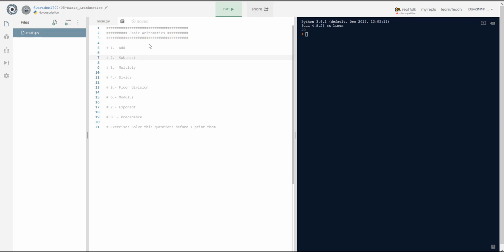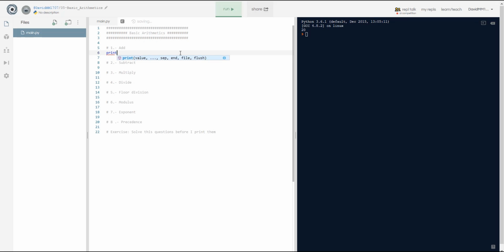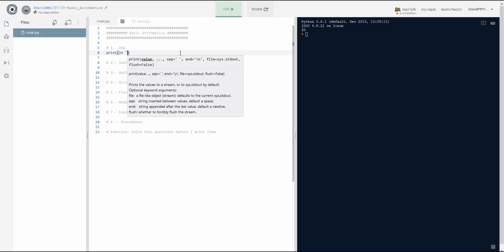Welcome everybody, today's lesson is about basic arithmetics. These concepts are easy to understand and we need to learn them in order to avoid errors while we are coding, so let's go. First we have add. Here we print 16 plus 4 and we are going to get 20 of course.